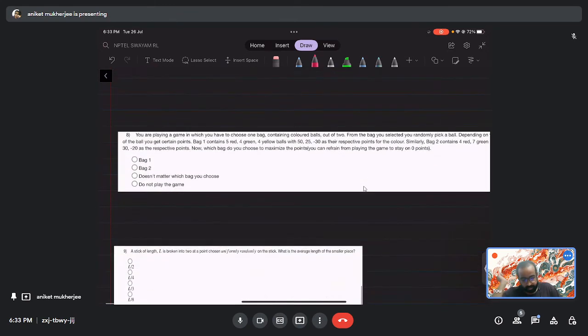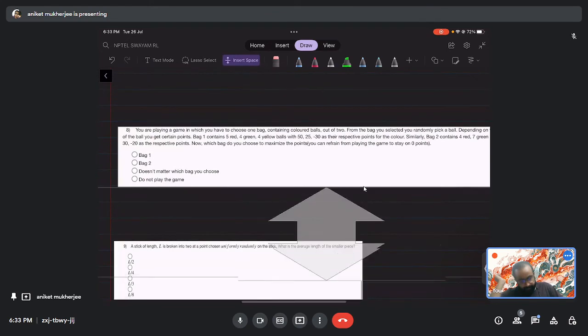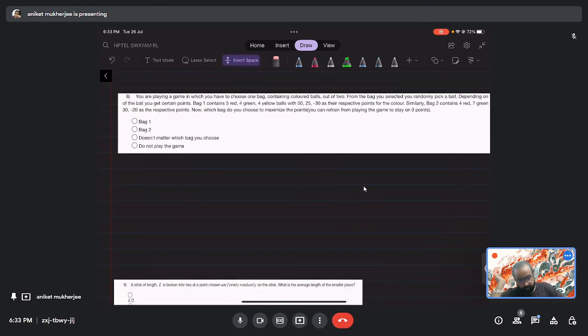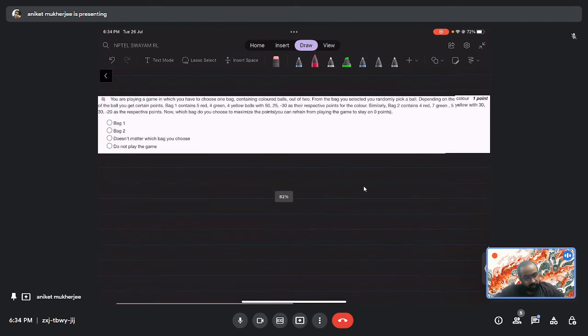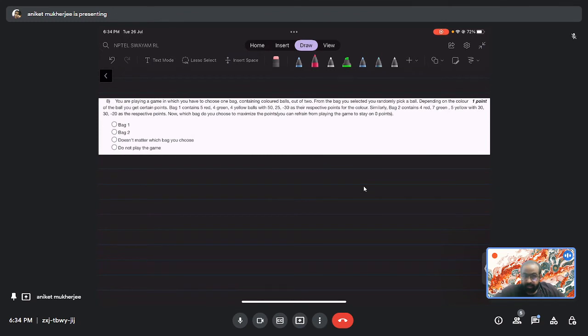Okay, so let's go into the 8th question. The 8th question here is: given that you are playing a game in which you have to choose one bag containing colored balls out of 2. From the bag you selected, you randomly pick a ball, and depending on the color of the ball, you get certain points. Bag 1 contains 5 red, 4 green and 4 yellow with 50, 25 and minus 30 points. Similarly, bag 2 contains 4 red, 7 green, 5 yellow with 30, 30 and minus 20 respectively. Now which bag do you choose to maximize the points?